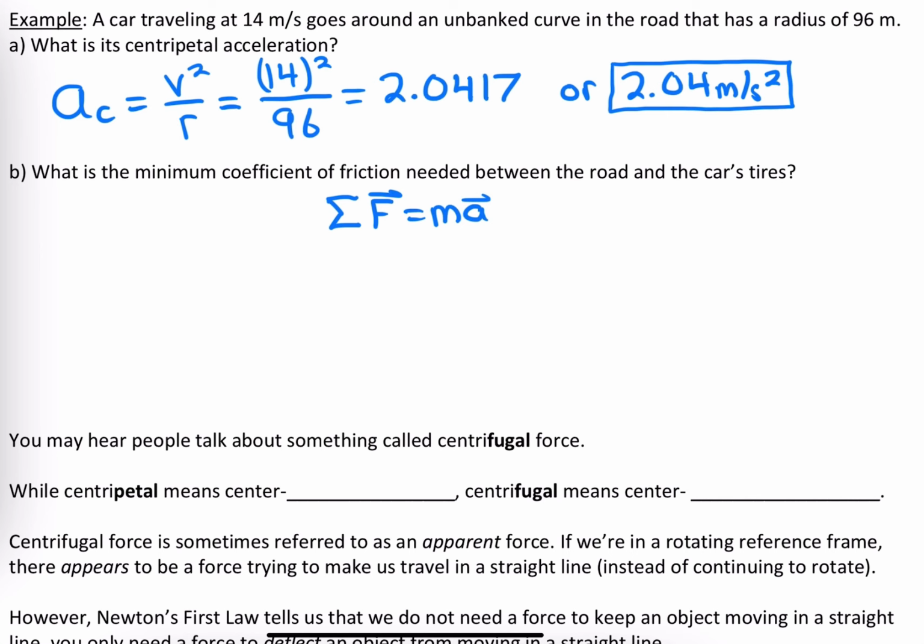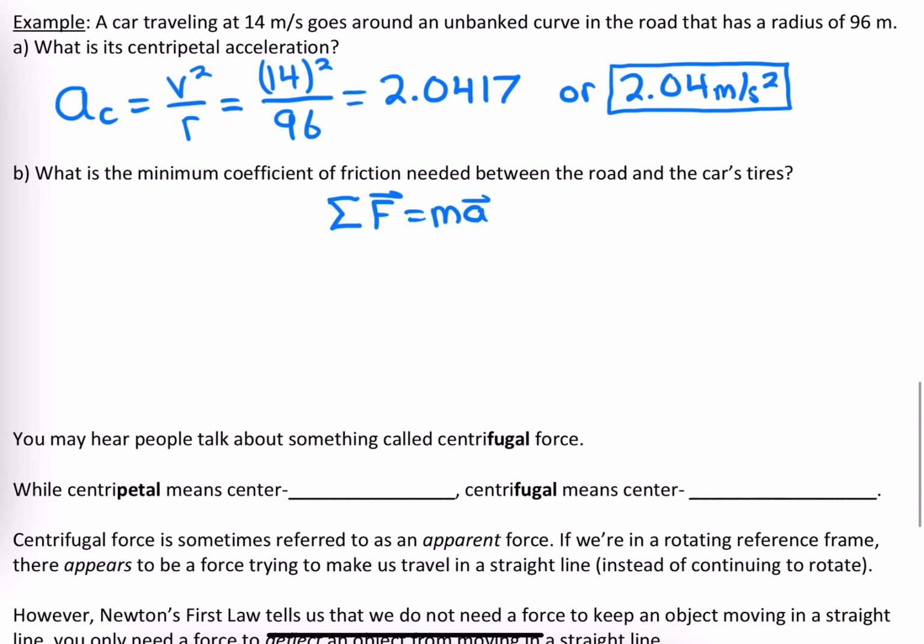But first, I think we should do a bit of a free body diagram. So here's my car. This is sort of a back view of the car. There's one tire. There's another tire. It's got like a license plate. Maybe a couple of brake lights.